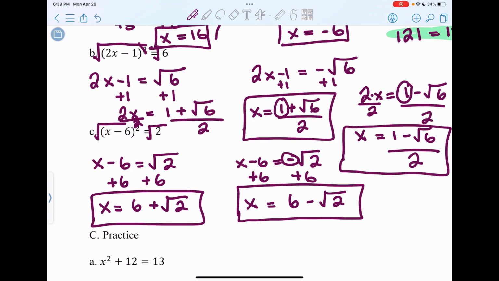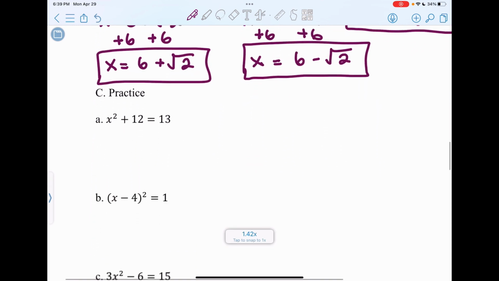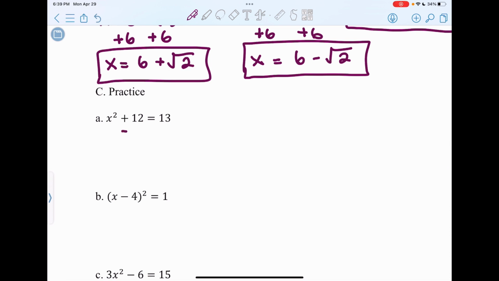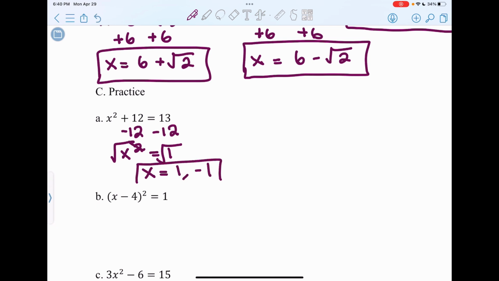So solving these last 3 equations were very similar to the first ones we did, because every time we see a square, in order to undo a square, we take the square root of both sides. So we are going to practice doing each of those one more time. In A, I want to get x by itself, so I'm going to subtract 12 from both sides. So I get x squared is equal to 1. And then to get rid of the square, I square root both sides, and I will have x equals positive 1 and negative 1.